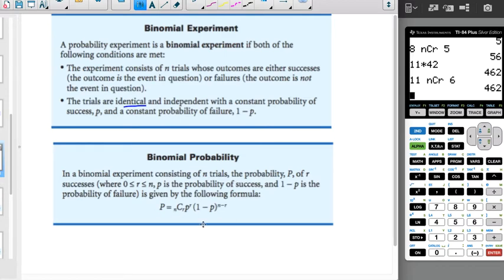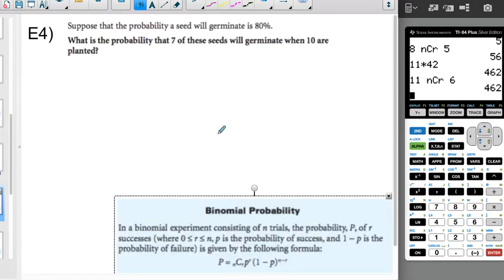I did intentionally put this formula on every page so that you don't have to memorize it. Remember, I'm not giving you a test on this. I just want to expose you to the material.